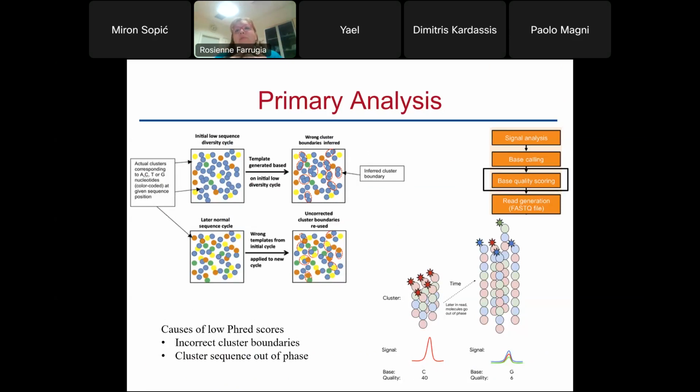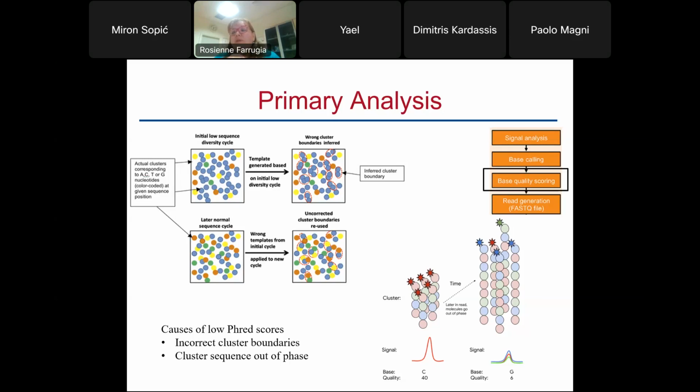Another problem is a problem of phasing. As the clusters are growing, as each fragment is being elongated together, maybe a nucleotide is skipped, or a nucleotide is not blocked, or a nucleotide is unblocked and two nucleotides are added at the same time.